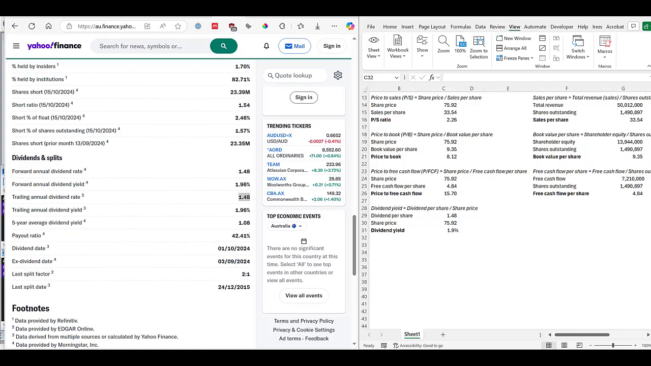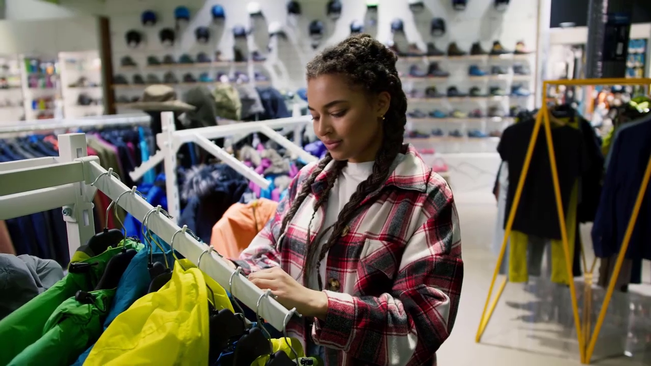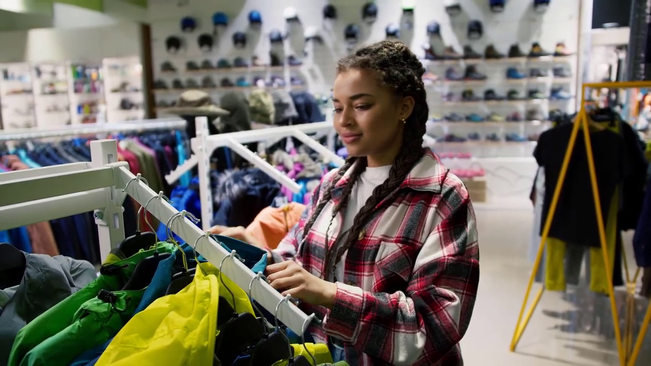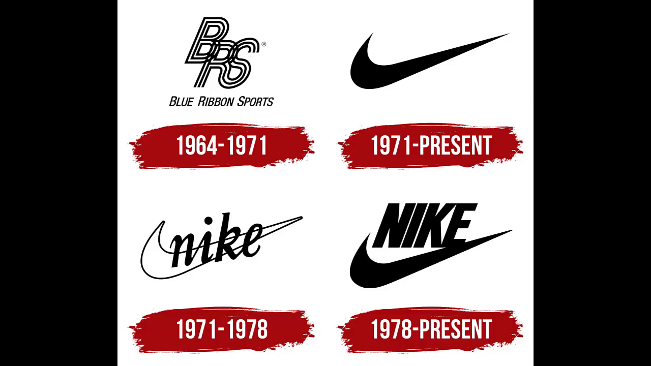Like all ratios, valuation ratios work best when they are compared to something else. If I wanted to value Nike, I would compare the ratios of Nike to other apparel companies such as Adidas, Puma, Lululemon, and Under Armour. If Nike's valuation ratios were less than the ratios of similar companies, then this might indicate that Nike is undervalued. I could also compare Nike's valuation ratios today to Nike's ratios in the past.